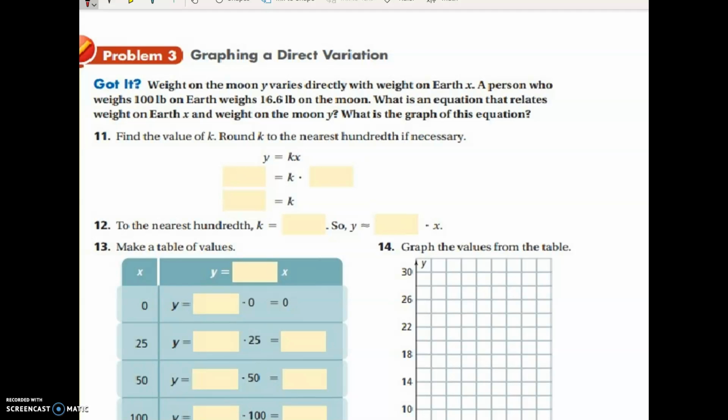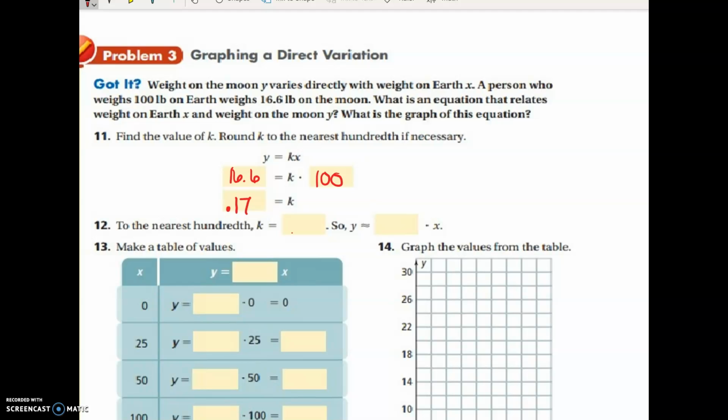So in this first problem, the weight on the moon is 16.6 pounds, and that is going to vary directly with our weight on Earth, which is 100 pounds. So I basically plugged in 16.6 for y and 100 for x. Now we're going to solve for our constant. So I would divide by 100. If we're going to round our answer, I'm going to just round it to 0.17. Round it to the nearest hundredth.